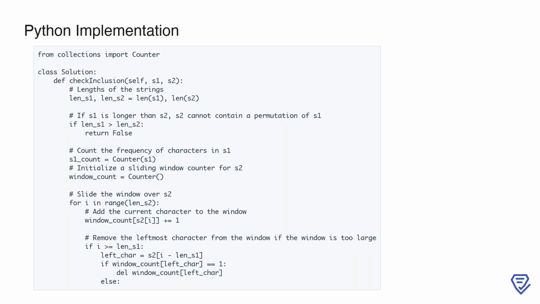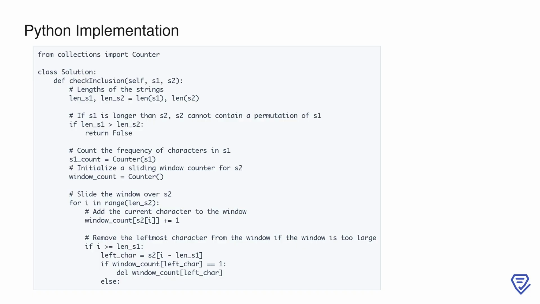Here, we start by importing the Counter class from Python's collections module to help us keep track of character frequencies. The goal of this function is to determine if one string is a permutation of another. We define the lengths of the two strings, S1 and S2. If S1 is longer than S2, it's clear that S2 cannot contain any permutation of S1, so we return false immediately. Next, we use a Counter to calculate the frequency of characters in S1, which will serve as our reference.